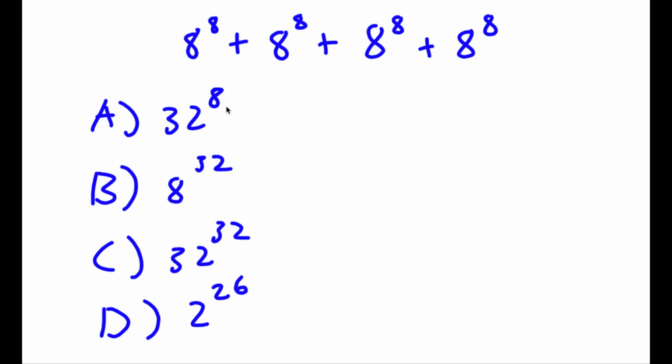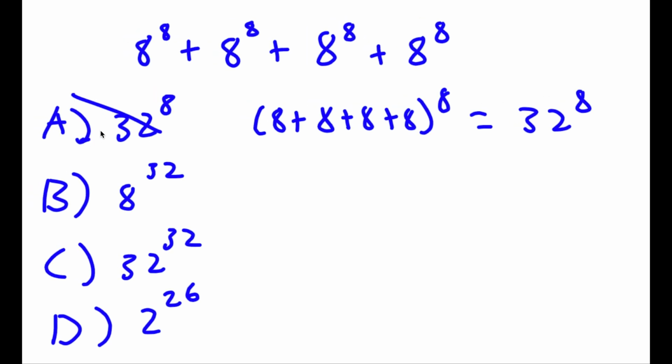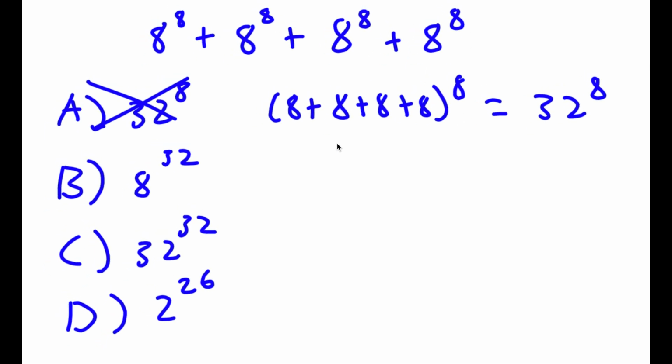So for answer choice A, how you get 32 to the power of 8 is you simply add all the bases together and keep the exponent the same. So I have 8 plus 8 plus 8 plus 8 to the power of 8. Now 8 plus 8 is 16, 16 plus 8 is 24, 24 plus 8 is 32, so I have 32 to the power of 8. And this method is actually wrong. You can't add exponents like that. You can't simply just add all the bases and keep the exponent the same.